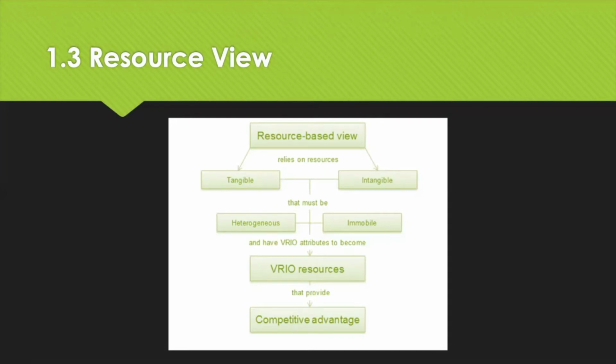The tangible are physical things: land, buildings, machines, equipment, capital. All these assets are tangible. They can easily be bought in the market, so they confer little advantage to companies in the long run because rivals can soon acquire identical assets.